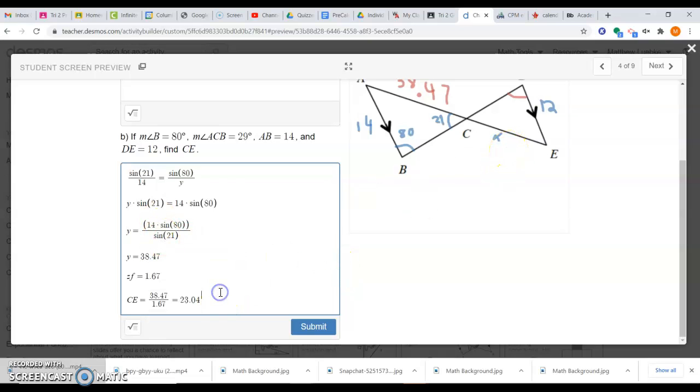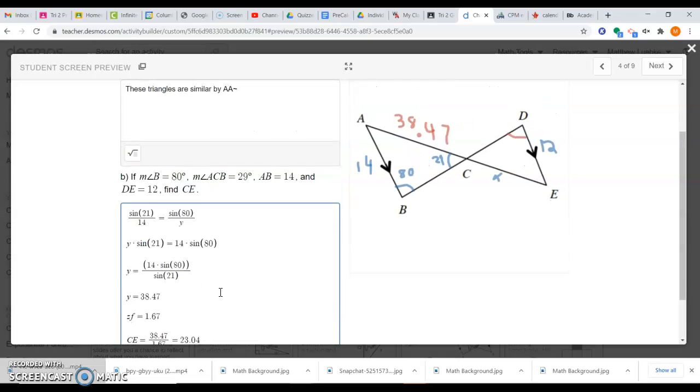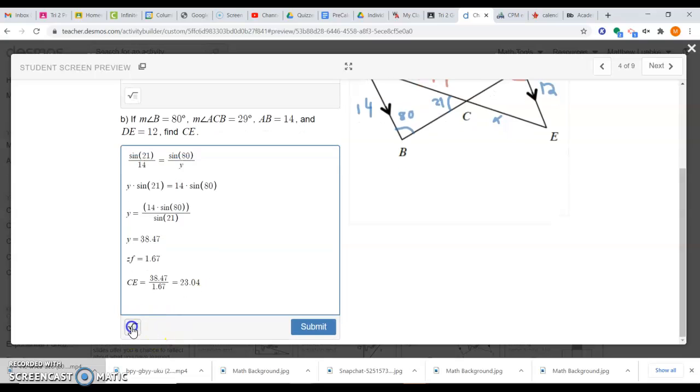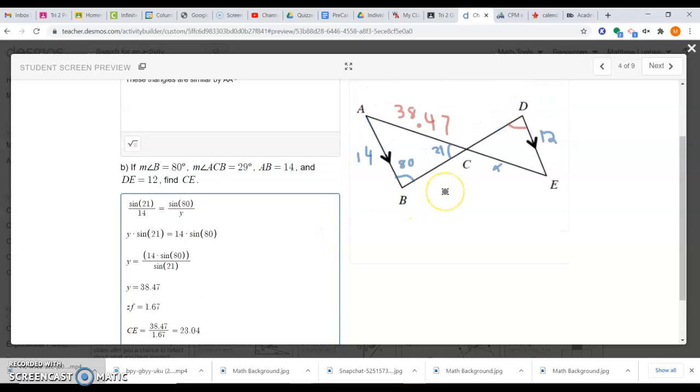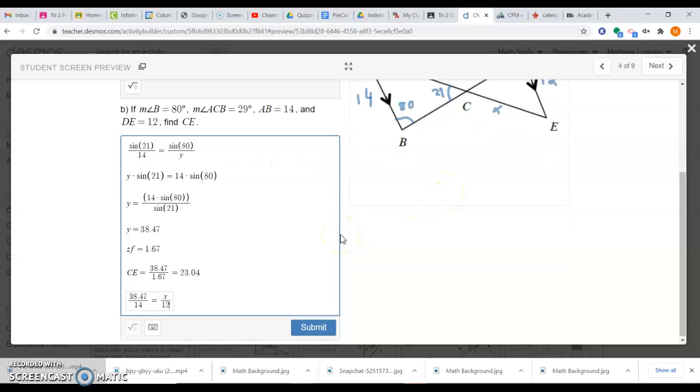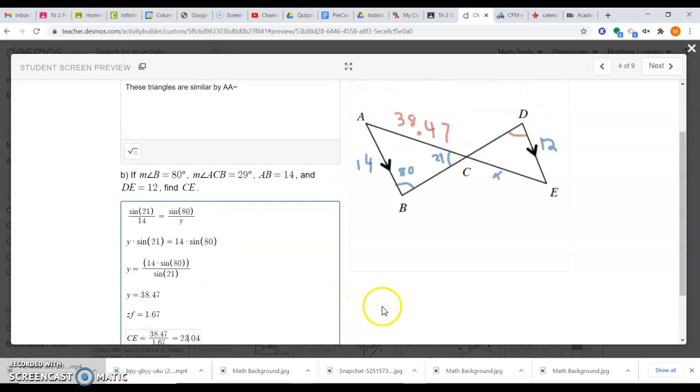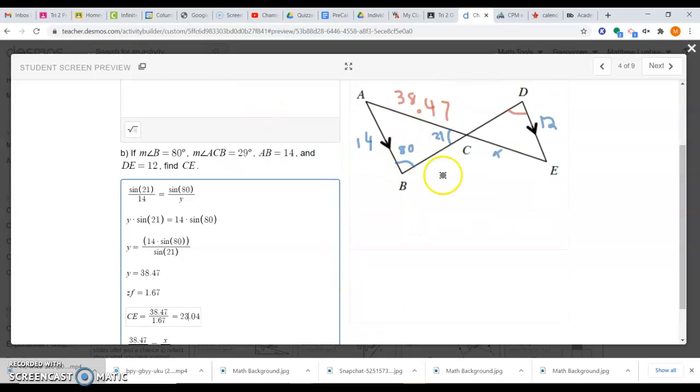Now, if we don't want to use zoom factor there, another way you could have set this up would be to use equivalent ratios. In an equivalent ratio, there's different ones you could do. This one I'm just using as an example. 38.47 divided by 14 equals x over 12. And you could have cross multiplied here and got the same x as I got, which would have again been 23.04.